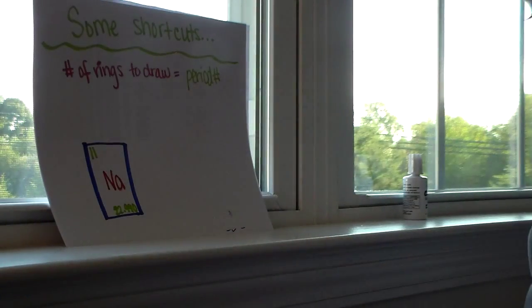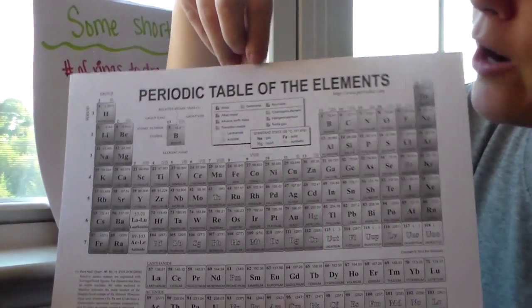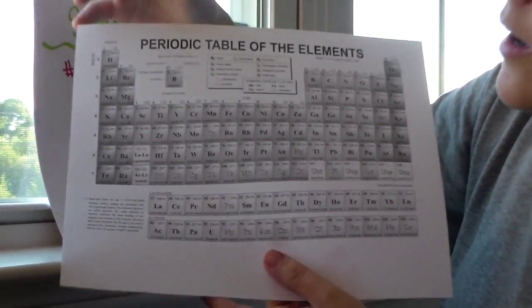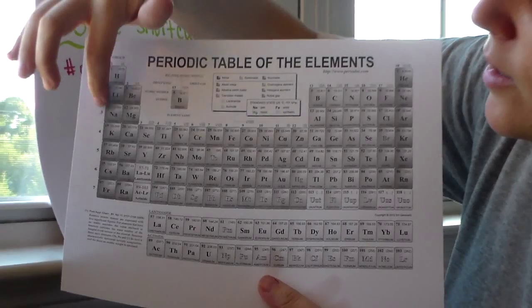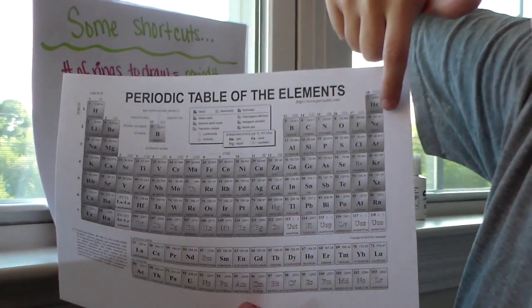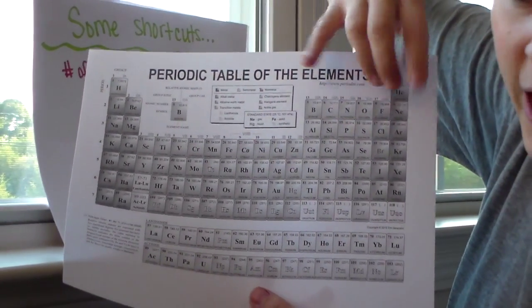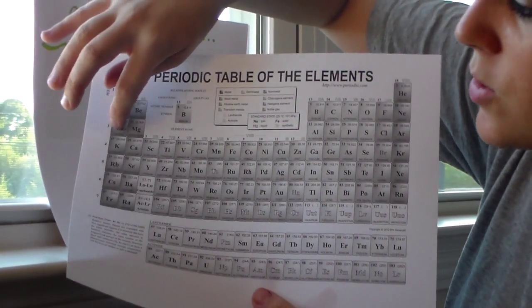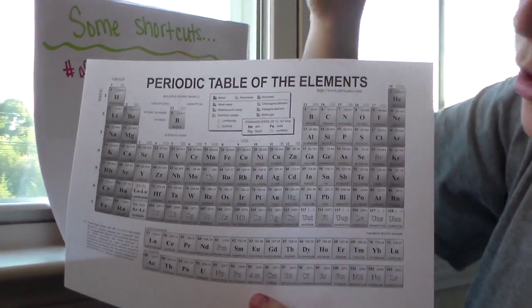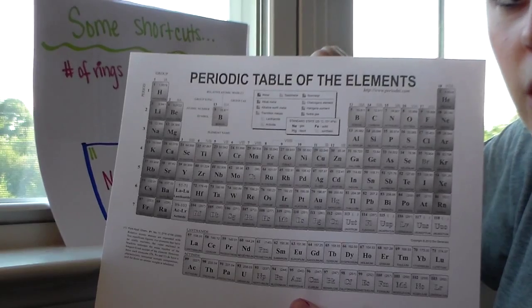So if you're looking at your periodic table, if you didn't bring yours home, you can just Google one and find one to look at, or you can look at this one. The period number is the number on this side, so they're going across. So going across here, hydrogen and helium are in period 1, lithium, beryllium, boron to neon are in period 2, sodium starts off period 3, ending with argon. Okay, so the number of rings you're drawing is equal to the period number.